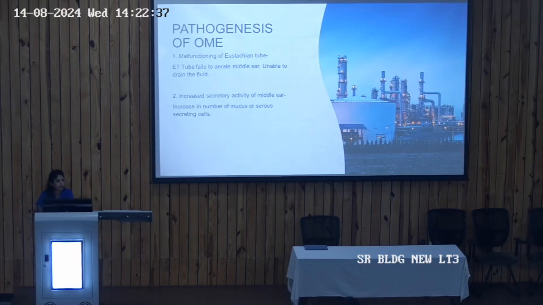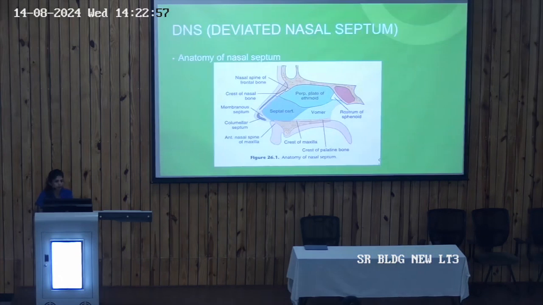Pathogenesis, it's the malfunctioning of the eustachian tube. The eustachian tube fails to aerate the middle ear, and so there is no drainage of the middle ear fluid. And there is increased secretory activity of the middle ear. There is an increase in the number of mucus and serous secreting cells. This was observed after histopathological examination in cases of otitis media with effusion.